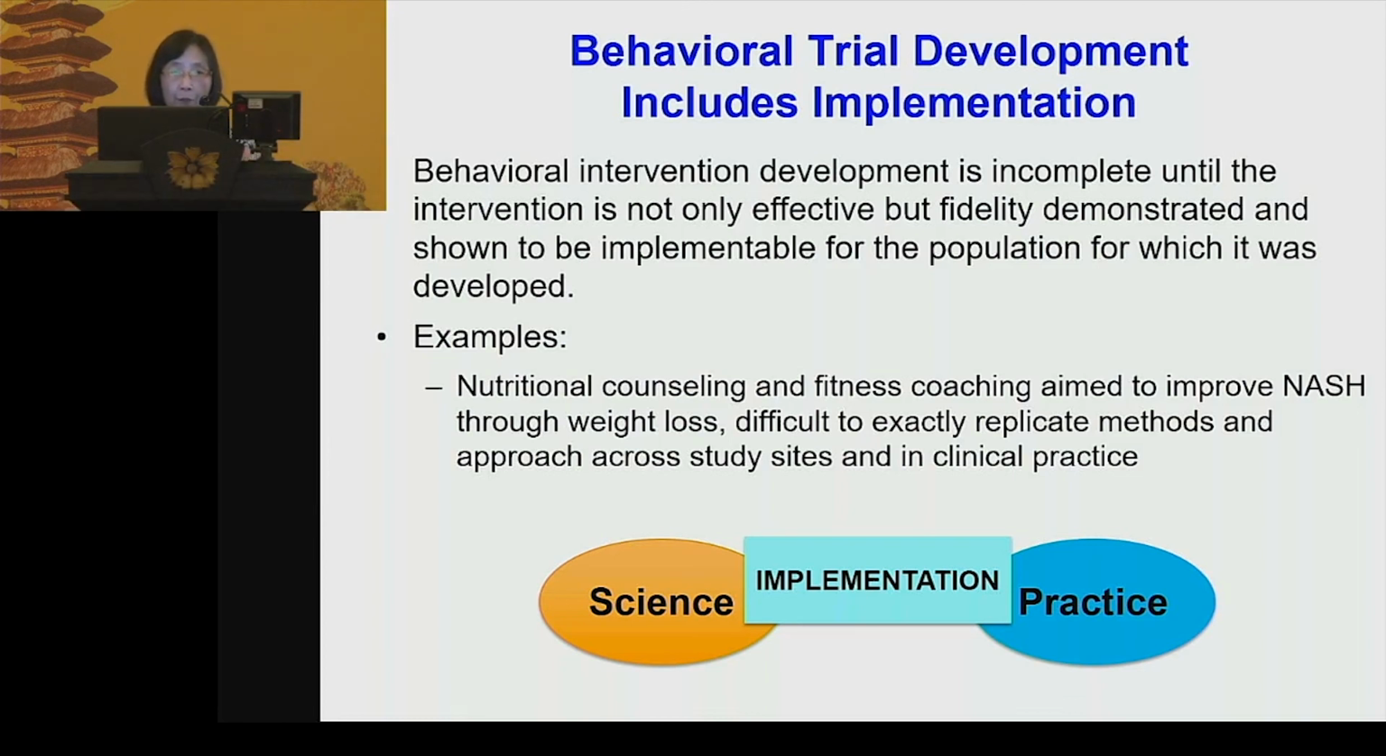So behavioral trial, you cannot say that this particular approach works until you've shown that in multiple sites you're able to replicate the same intervention, there's fidelity, and that you see the same outcomes. So that requires a lot more thought in planning.